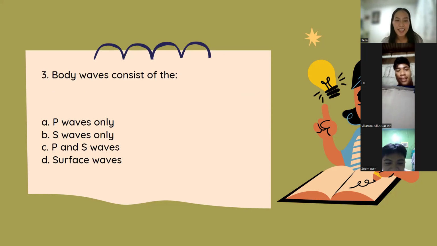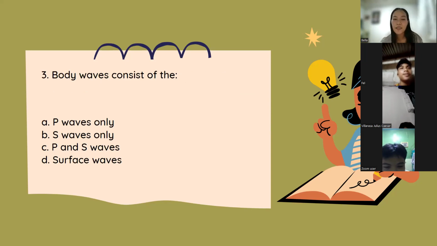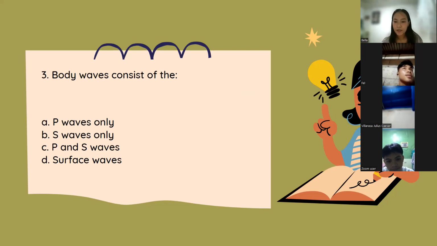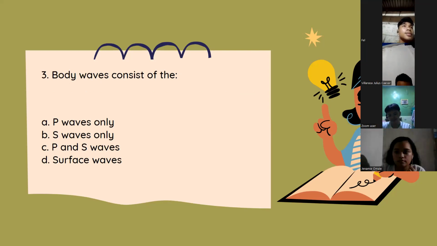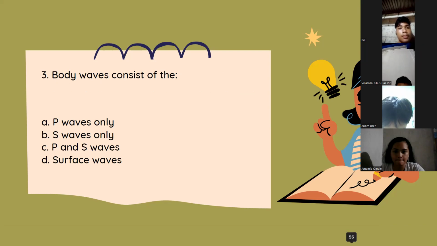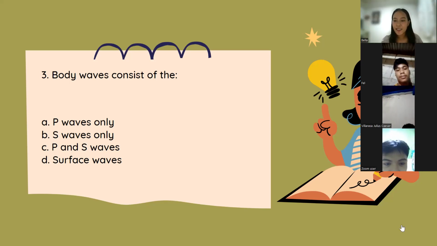Okay, number 3. Body waves consist of the following. A. P waves only. B. S waves only. C. P and S waves. Or D. Surface waves. Again, if you want to answer, you can unmute yourself or raise your hand. Body waves consist of the following. C. Okay, let's check if your answer is correct, Julius.